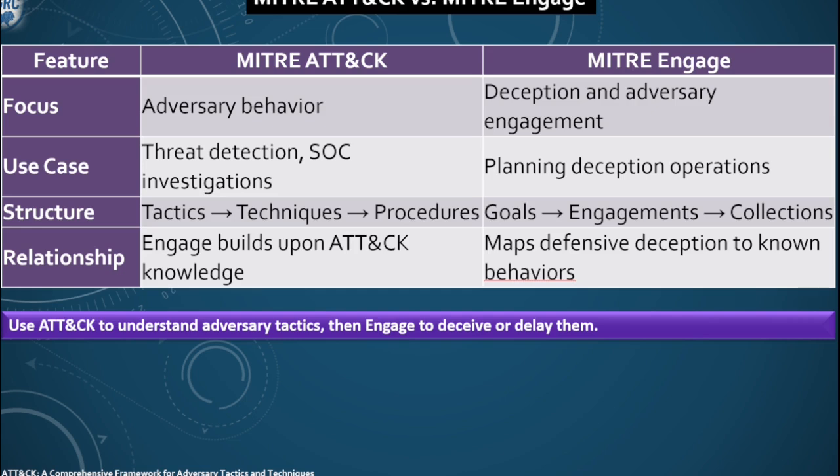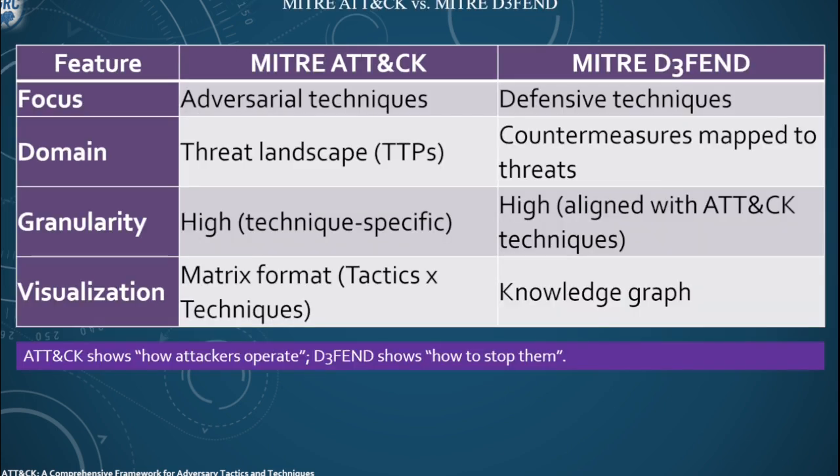Look at the structure of ATT&CK: tactics, techniques. Engage is about goals, specific goals, how to engage and how to collect. The collection part is all about gathering the whole information and then using it. We have a similar engagement trigger. From an ATT&CK and D3FEND perspective, ATT&CK shows how the attacker operates. D3FEND shows how to stop them. One is observing and the other is stopping.